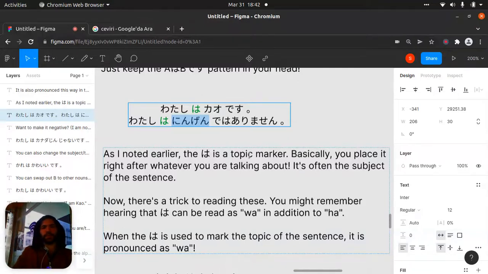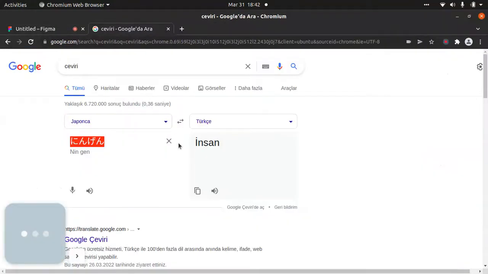What is that here? Za, da, de, ha, ri, haori. What is that? Let's check it.